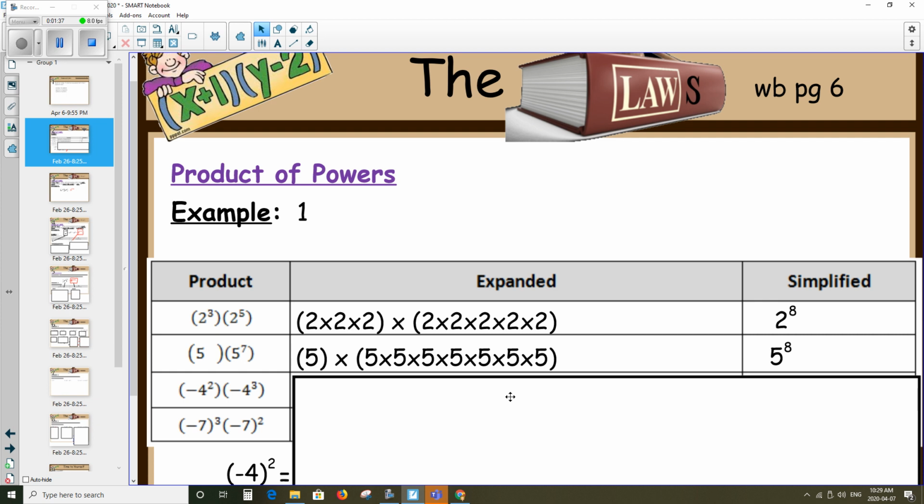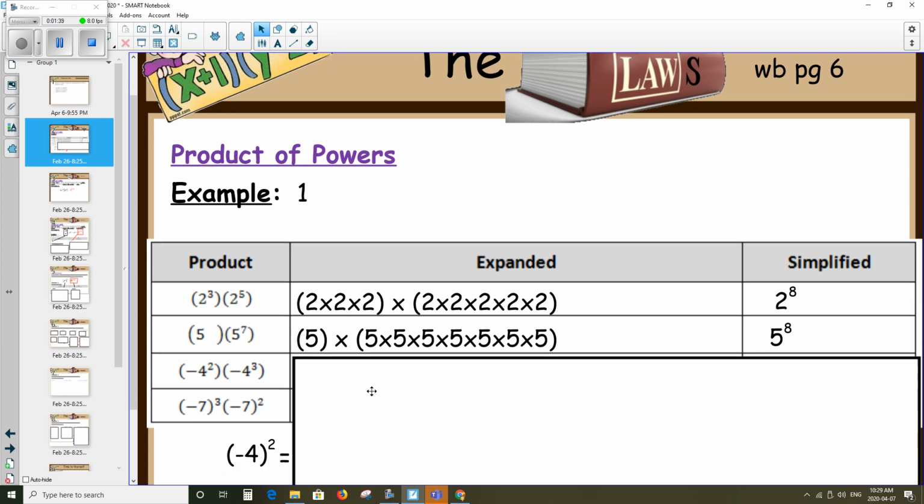Okay, second example, 5, and the exponent on the first 5 would be 1. Okay, we don't bother writing it, but we know it's there. And then 5 to the exponent of 7 means you're just multiplying together 7 5's. So all together, you have 8 of them.